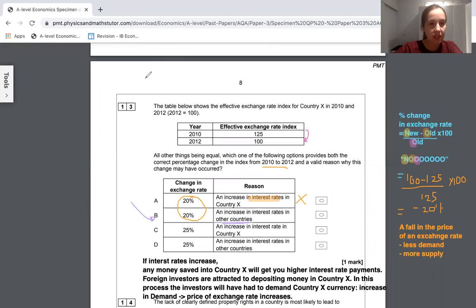But to explain this one, imagine another country had a higher interest rate. The investors would go to the other countries. As the investors go to the other countries, they're going to sell their pounds, or whatever this country X is, because they want to buy the currency of the other country so that they can open bank accounts in the other country and save their money in the other bank account. But for the local economy, this should decrease the price of your exchange rate. So that's why B is the answer.